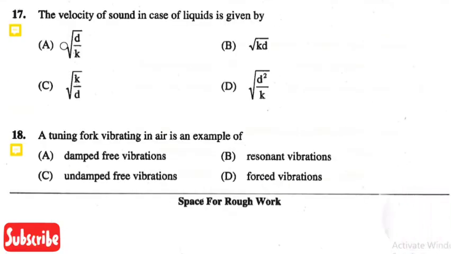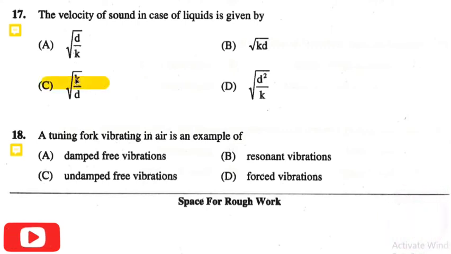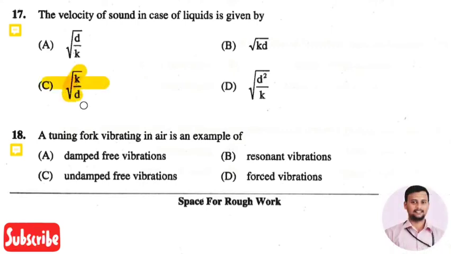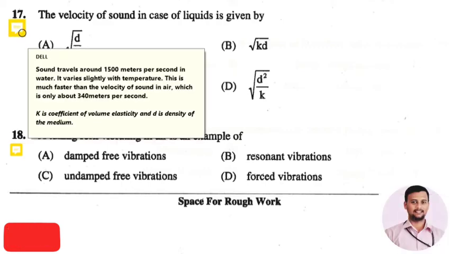The next question is, the velocity of sound in case of liquids is given by, the right answer is option 3, that is root k by d. So the sound travels around 1005 meter per second in the water, and it varies slightly with respect to the temperature. And this is much faster than the velocity of sound in air, whereas the velocity of sound in air is 340 meter per second.